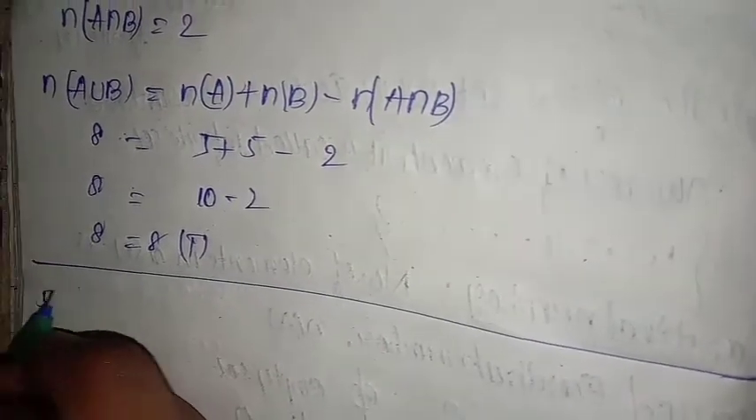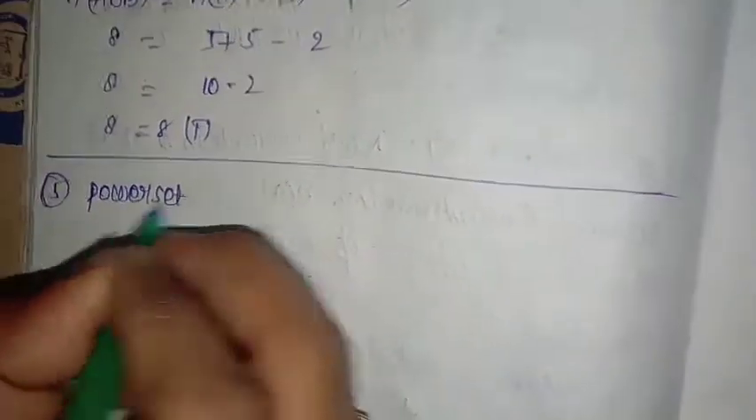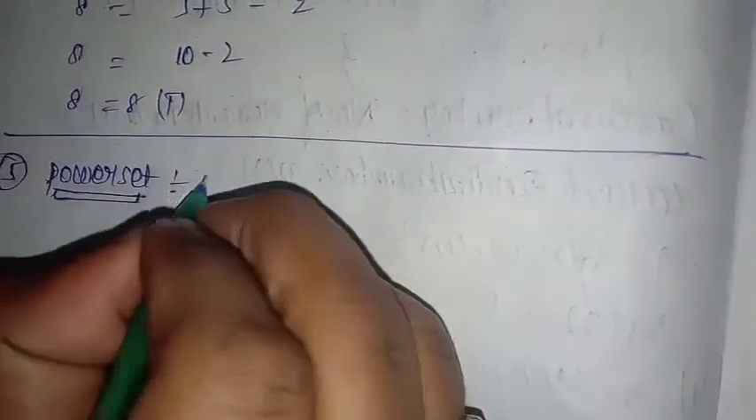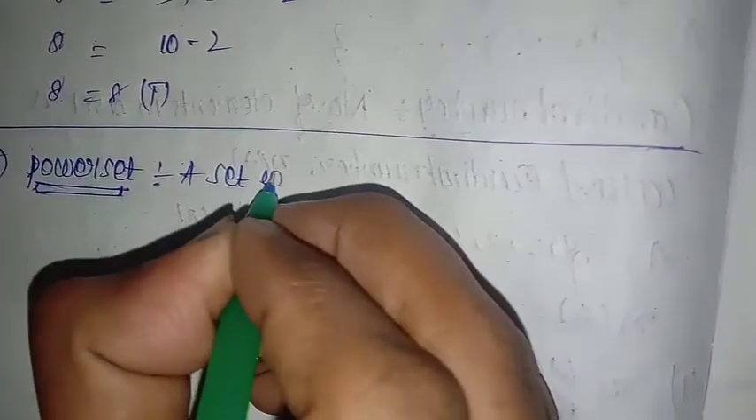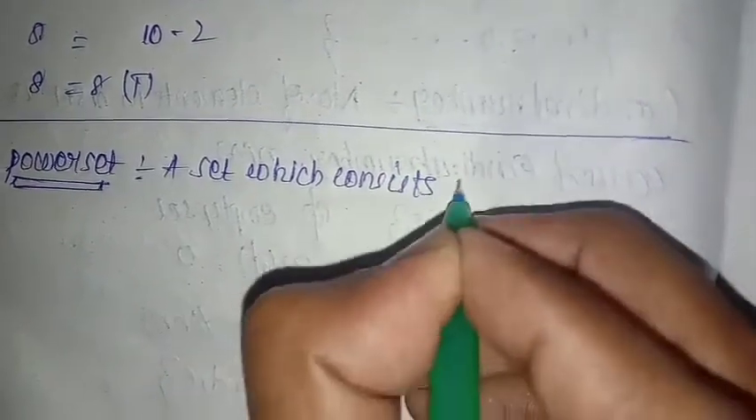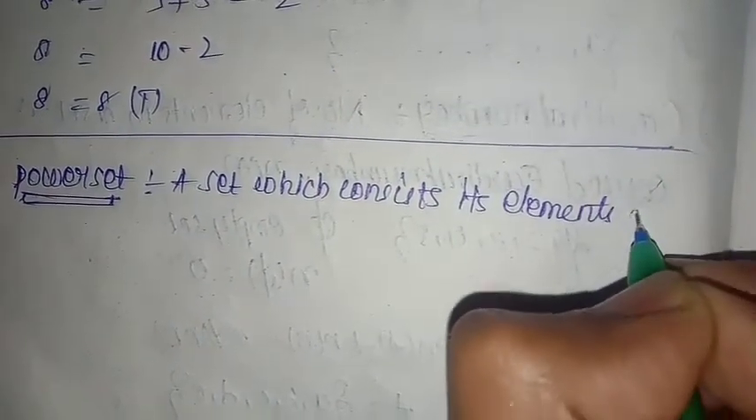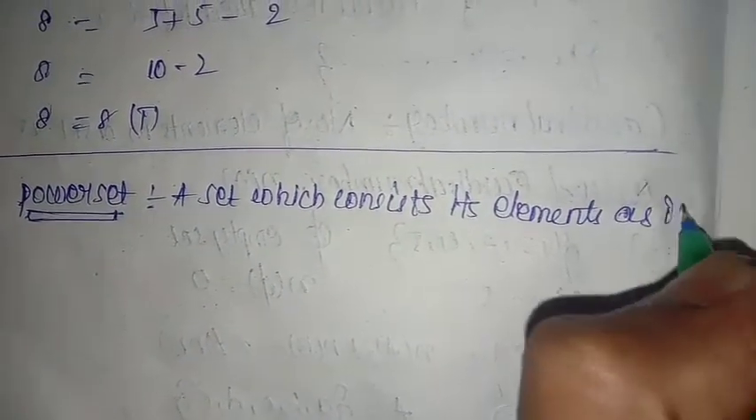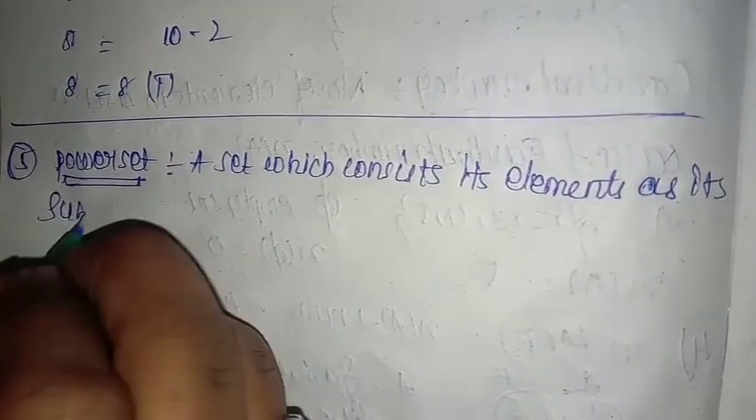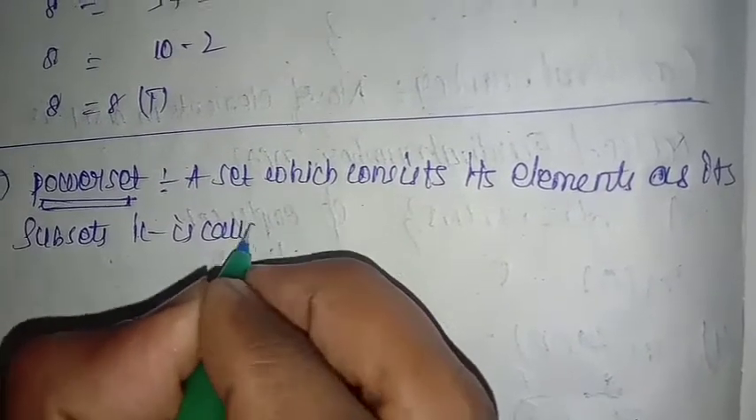Next, the last topic, power set. Power set means a set which contains its subsets as its elements. So a set which consists of its subsets as elements is called a power set.